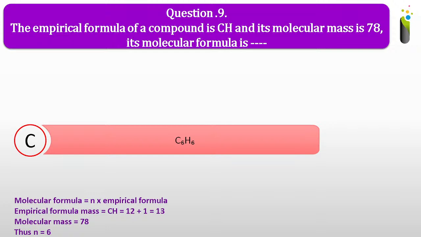Now the empirical formula mass can be calculated because it's CH. So it's 12 plus 1, that is 13. And the molecular mass is 78. So N will be equal to 6. This is how you will calculate it.